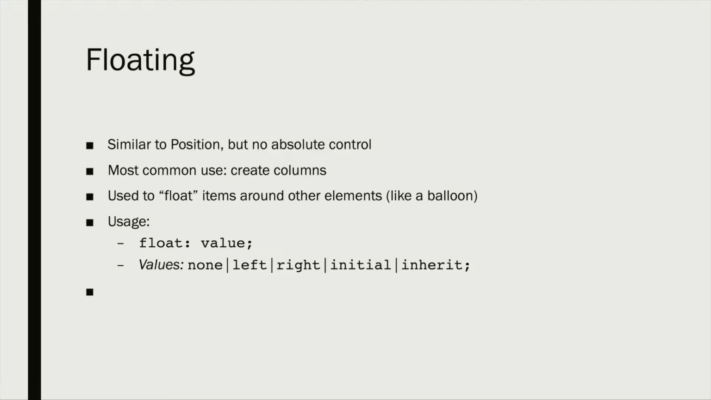Basically, you have the option to create left or right floats, and you can create columns, or you can have the elements float around other elements, kind of like a balloon, where you're trying to have an image or some other element, such as a figure, float around text or other elements, making it easier to manage instead of having to worry about exactly where the element will be placed once you place it. So basically, by using float and then a value, the value is none, left, right, initial, and inherit. We'll see exactly what these are in just a minute.